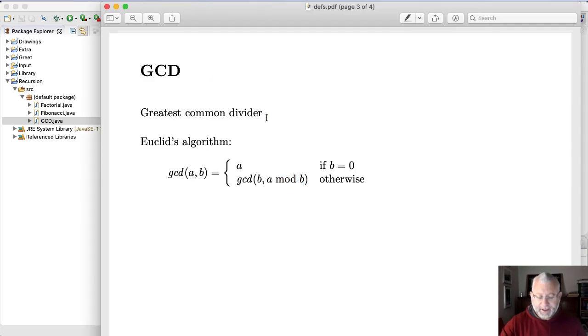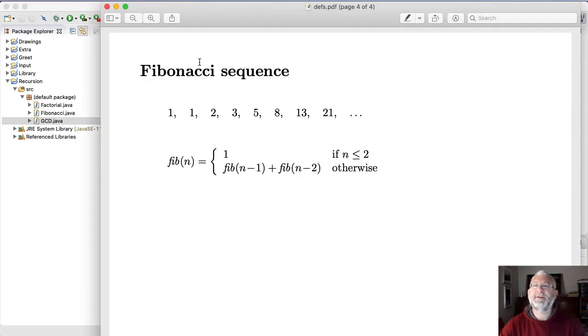Right. And the last example we look at is something called the Fibonacci sequence. You may have heard of this. It's a sequence of numbers that starts out 1, 1. And to get the next number, we add these two numbers. 1 plus 1 is 2, 1 plus 2 is 3, 2 plus 3 is 5, 3 plus 5 is 8, and so on.